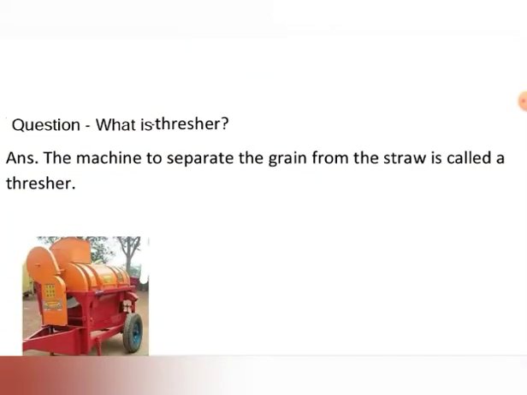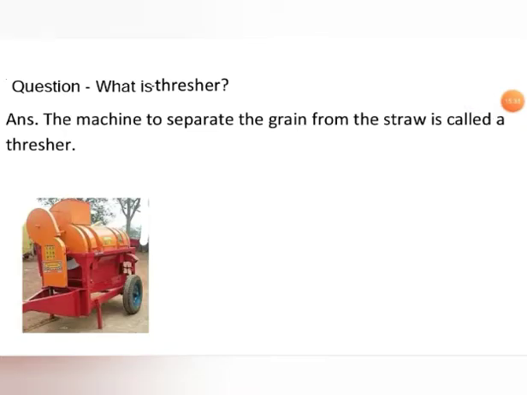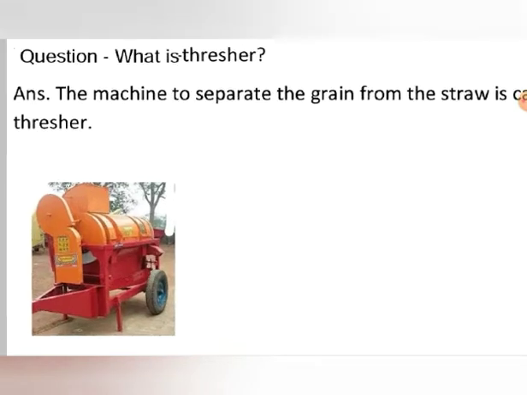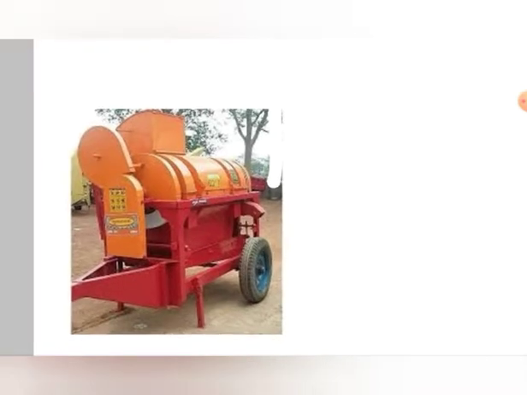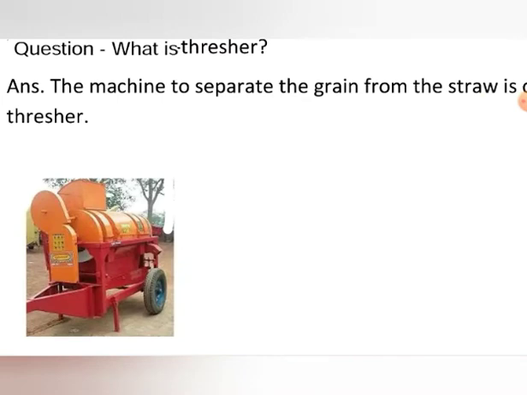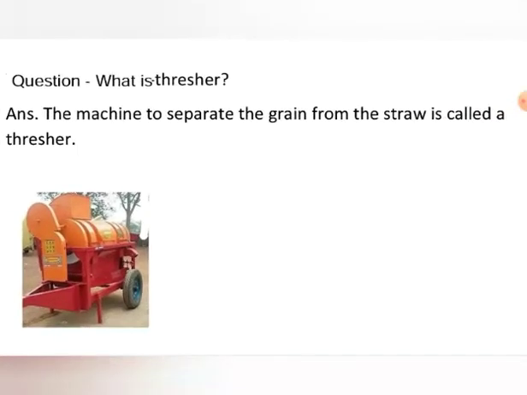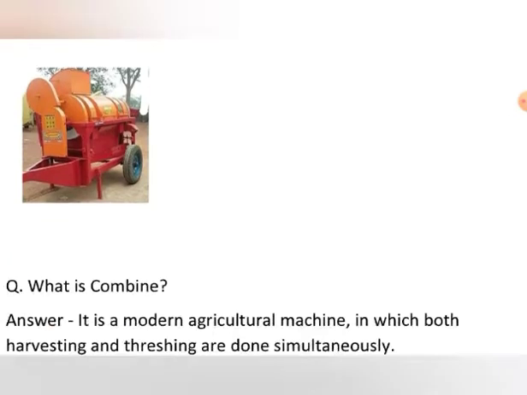Now there is another question. What is thresher? Thresher is a machine to separate the grains from the straw. Science has made agricultural activity very easy. It is a machine so designed that it can separate a huge amount of grains from the straw in very little time. This machine is called thresher.